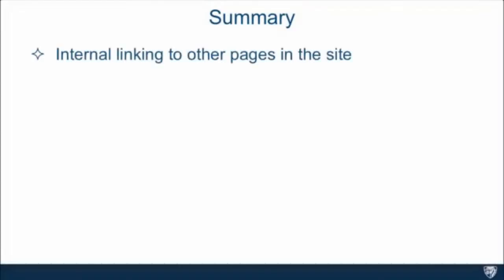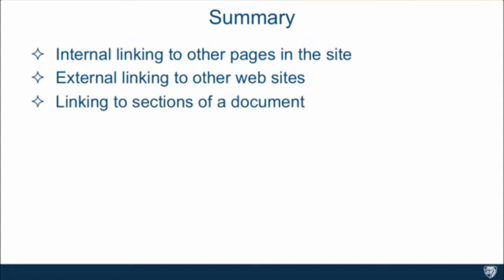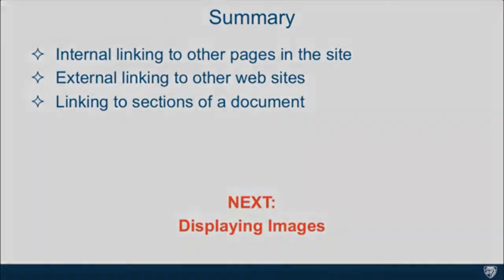So to summarize, we learned about internal linking to other pages within the same site, external linking to other web pages, and don't forget the target equals underscore blank, so you can open up the external link in a separate tab. And we also talked about linking to sections of a single document and being able to pass around those types of links to others, so that they'll be able to jump straight to the section of the document that you want them to. Next, we're going to talk about displaying images.